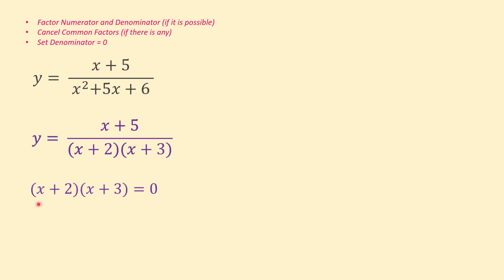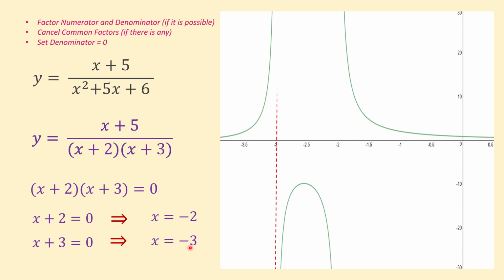We know that when the product of two expressions equals 0, we should separately set them equal to 0. So we have x plus 2 equals 0 and x plus 3 equals 0. Now is the time to solve each of these equations for x to find vertical asymptotes. From the first equation, we have x equals negative 2, and from the second equation, we have x equals negative 3. So x equals negative 2 and x equals negative 3 are vertical asymptotes. Let's take a look at the graph of this function and the vertical asymptotes.